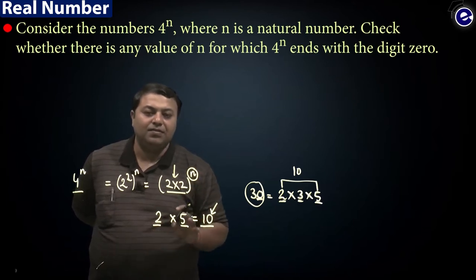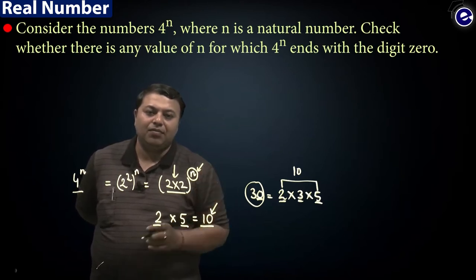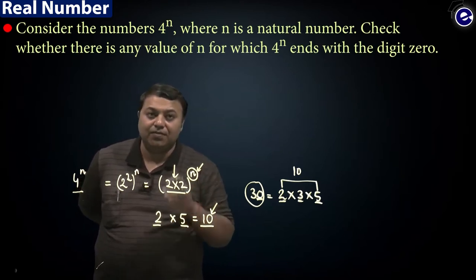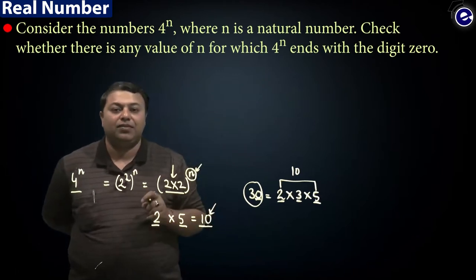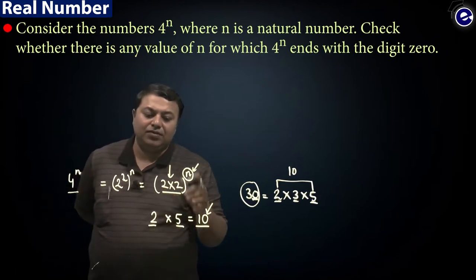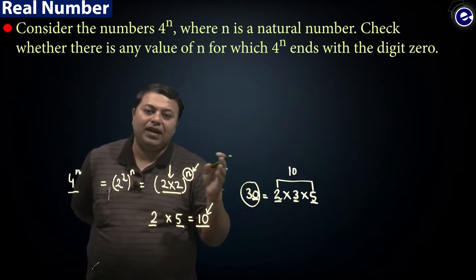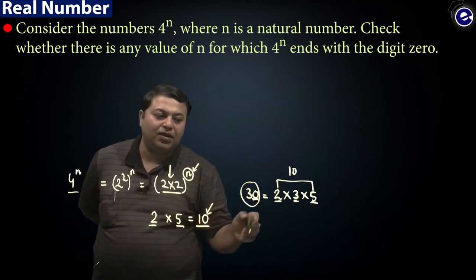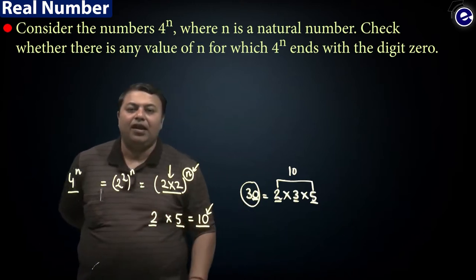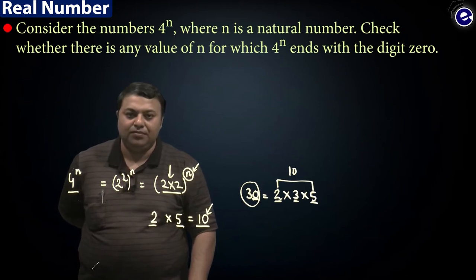It is not possible that you will get 5, because if you keep on increasing the power, since n is a natural number, as you can read in the question, it will keep on increasing. The power of 2 will keep on increasing, but for any power n, you will never get 5 as a prime factor. So unless you get 5 as a prime factor, you will never end with a 0.